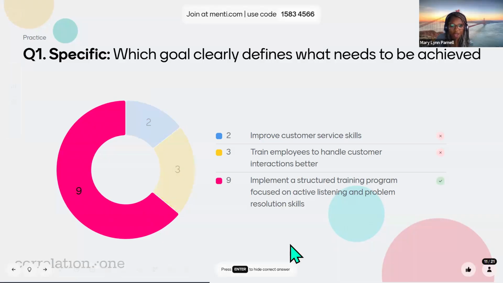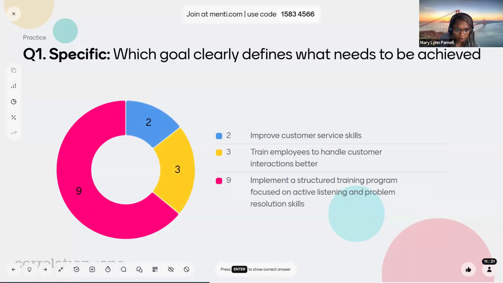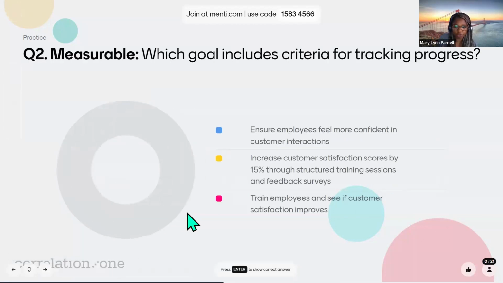9 of you've got implement a structured training program focused on active listening and problem resolution skills. The other 2 were really broad. Very good. All right. Next, question number 2.